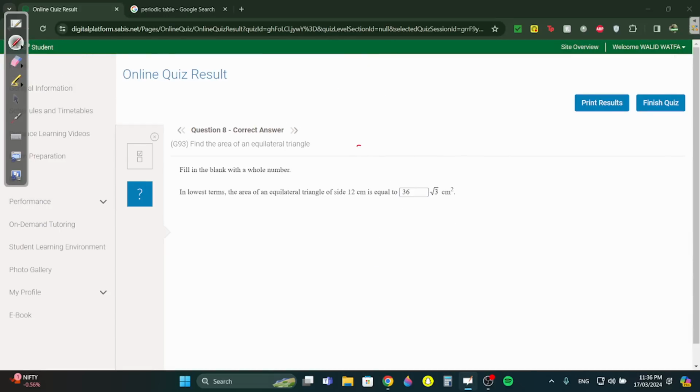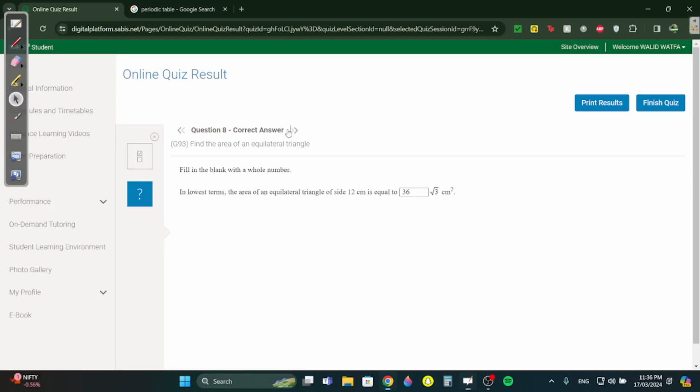Question 8. Again, area of an equilateral triangle. It's s squared radical 3 over 4, for 144. It's going to be 12 squared radical 3 over 4, which is 144 radical 3 over 4. Cancel, cancel. You get 36 radical 3.